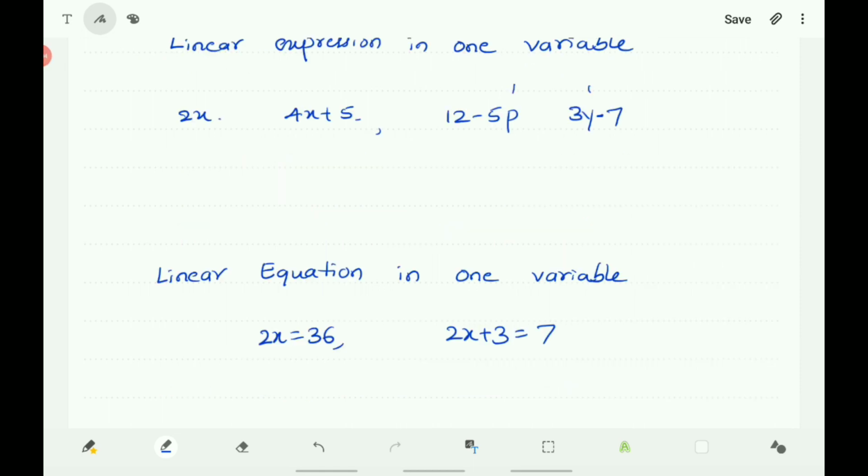And also let us consider some more examples for linear equation in one variable. Take two examples here: 2x equals 36 and 2x plus 3 equals 7. These are two algebraic equations which are linear equations in one variable. See the first equation, 2x equals 36. Here there is only one variable, and its highest power is 1. And in the equation 2x plus 3 equals 7, there is only one variable x and its highest power is 1. So these two are linear equations in one variable.